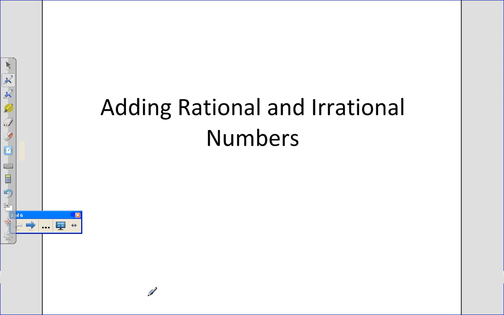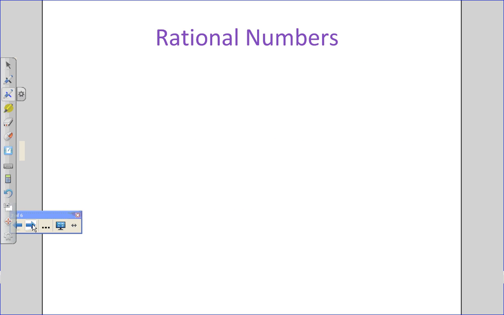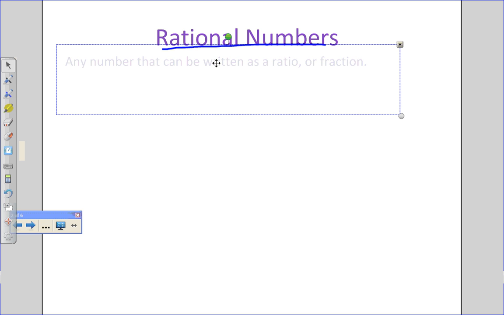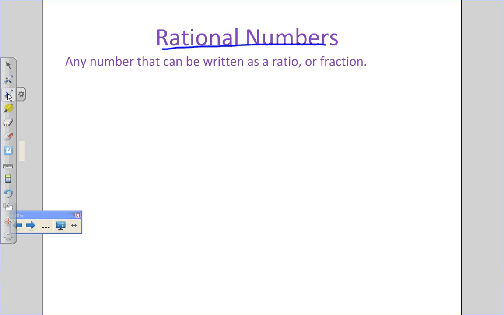This lesson is on adding rational and irrational numbers. So first we're going to look at what those two words mean, rational and irrational, and then we'll look at adding them together. So first we're looking at rational numbers. A rational number is any number that can be written as a ratio or fraction. And you can remember that because the word ratio is right in the word.